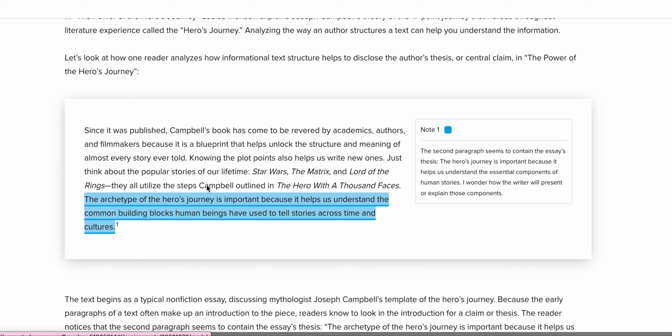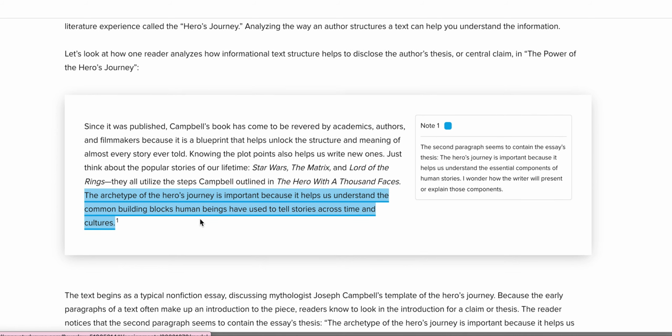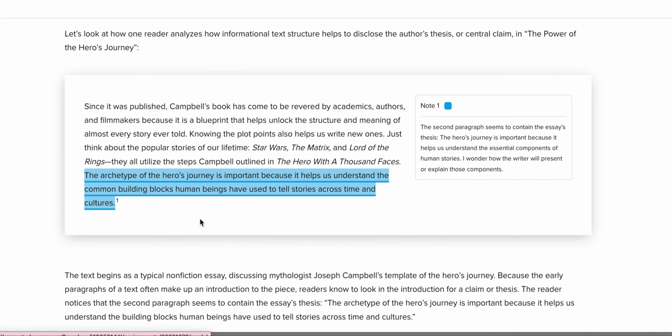But the student highlighted the last sentence of the second paragraph and thinks that that's probably the thesis of the essay. And I agree with the student. I believe that is the thesis. So this is what they highlighted: The archetype of the hero's journey is important because it helps us understand the common building blocks human beings have used to tell stories across time and cultures. And yeah, that definitely qualifies as a thesis. It sort of summarizes and encapsulates what the whole point of the essay is going to be.